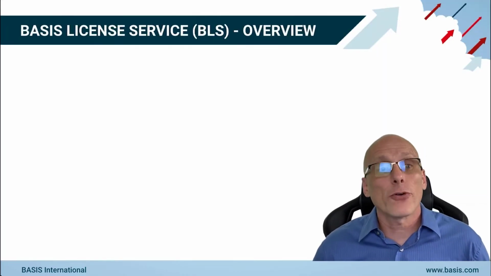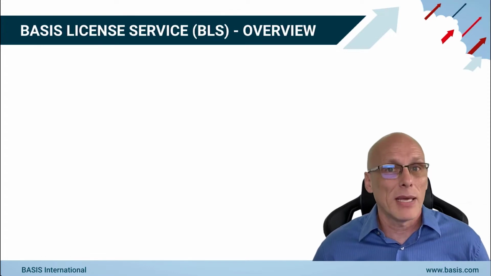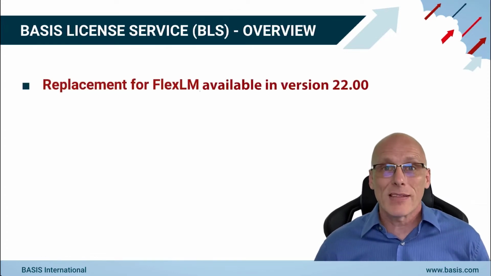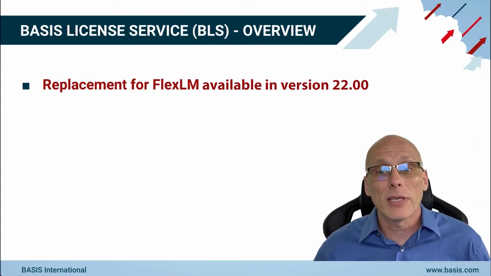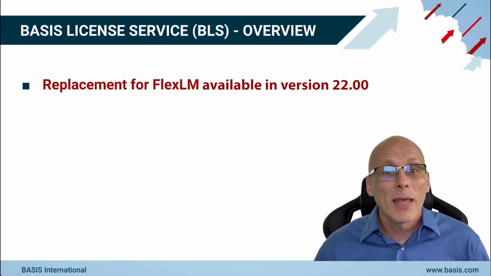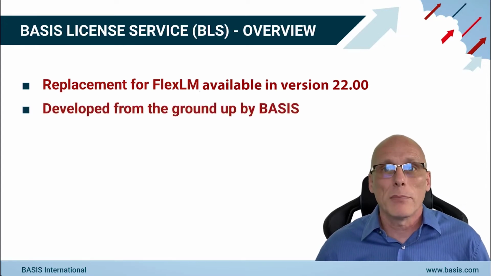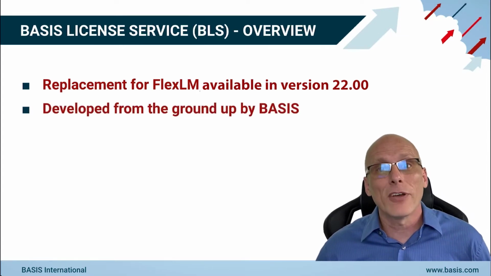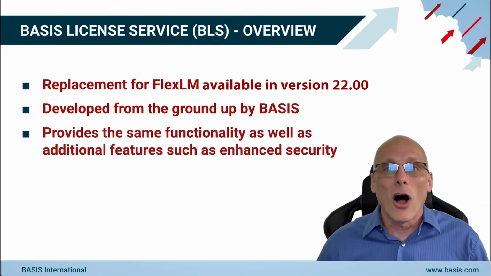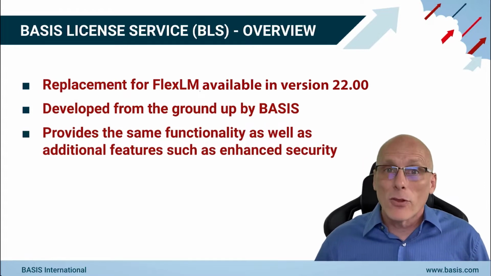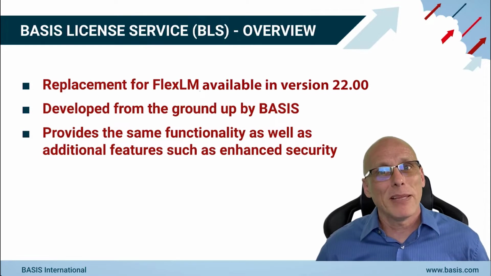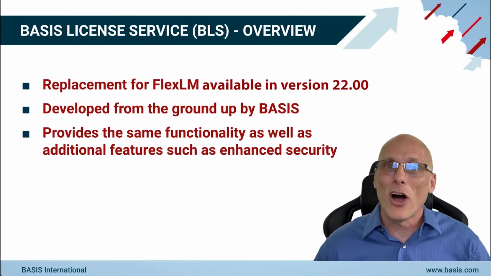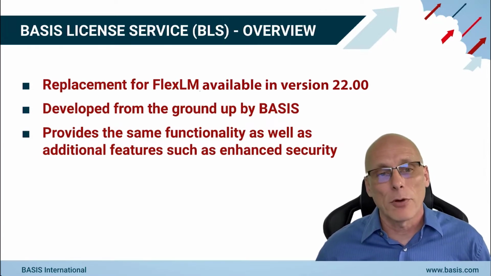All right, so let's talk first about the Basis License Service, or BLS. So first off, what is it? Well, it's a replacement for FlexLM. And beginning in version 22, the BLS completely replaces the BLM. It's a complete replacement, complete rewrite, and it was developed from the ground up by Basis. So the great thing with that is that this provides all of the same functionality as well as features such as enhanced security, and Basis has complete control over all of this. So we can build on and add additional features as time goes on.